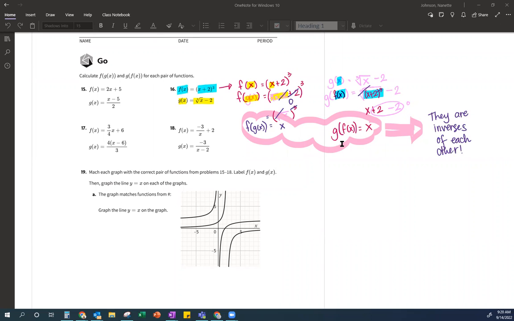We don't plug in just to plug in, right? I'm not like, hey, can you plug in fog and goff for me? That's what they call it sometimes, fog, goff. Can you just do that for me? It's not important that you do it. It's important for you to read the results. So the results here say, because f of g of x is equal to x, and g of f of x is equal to x, this implies they're inverses of each other. So they have a very special relationship.